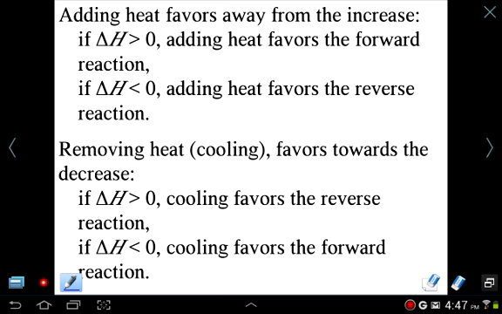So here it says adding heat favors away from the increase. So if our system is endothermic, think of this as, so we have a reactant in equilibrium with a product. If we are endothermic, that means our heat can be thought of as a reactant, because endothermic means heat must be put into the system. So for an endothermic system, if you increase heat, this is like adding reactant. The system will shift to the right to remove it, shift toward the products.